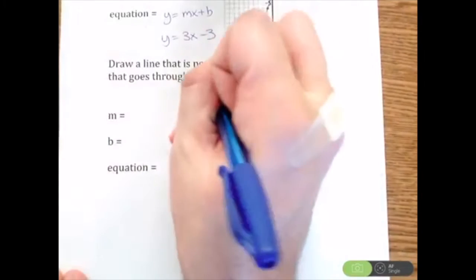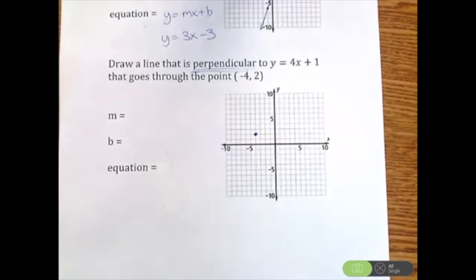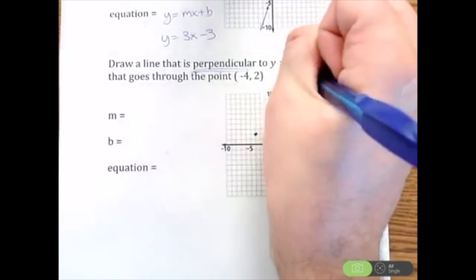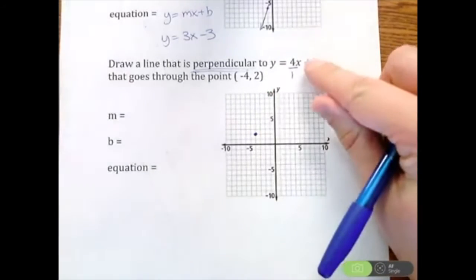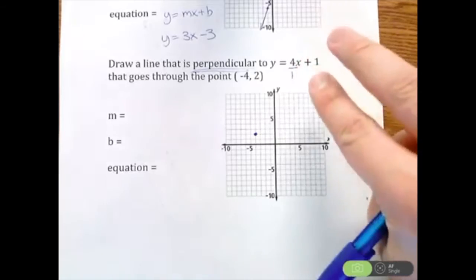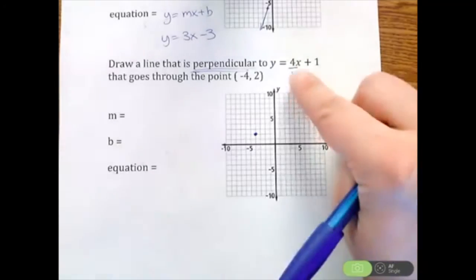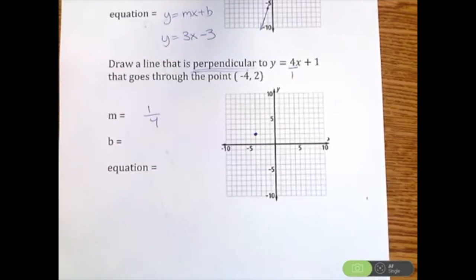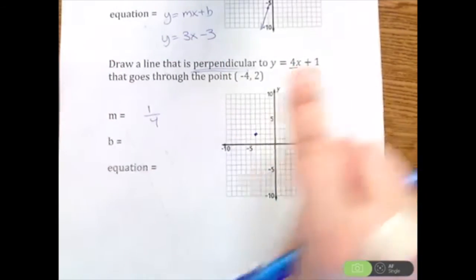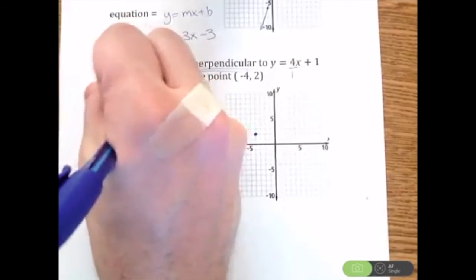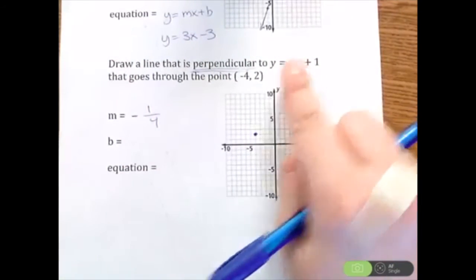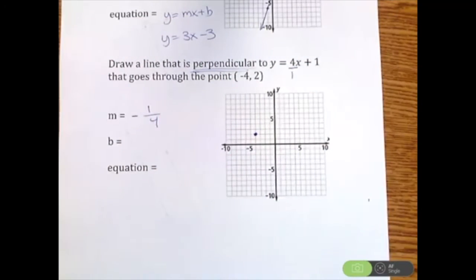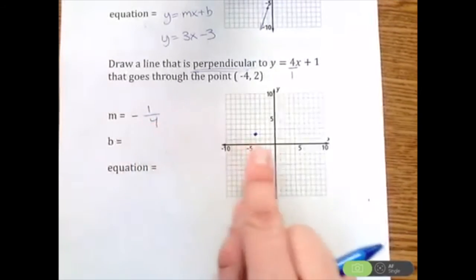So perpendicular, again, that means the slopes are opposite reciprocals. So my original slope is 4 over 1. So if I take that, I need to flip it and change the sign. So instead of 4 over 1, I'm going to have 1 over 4. And it was positive, so now I'm going to have negative. If it was originally negative, it would now be positive. So I need to apply the slope of negative 1/4 to this point.